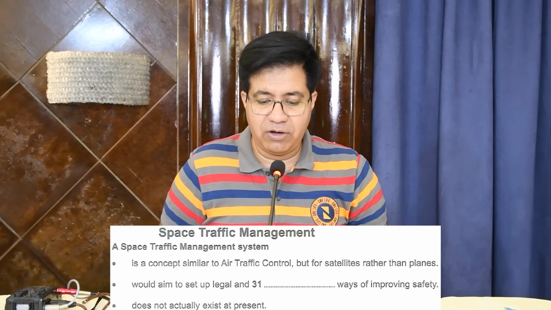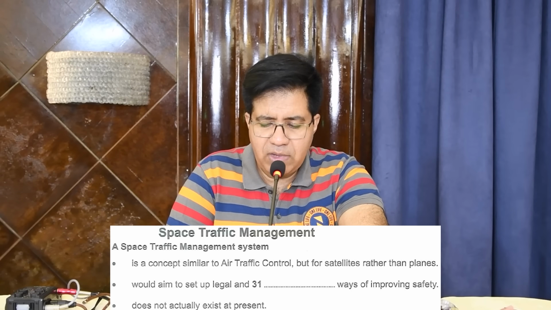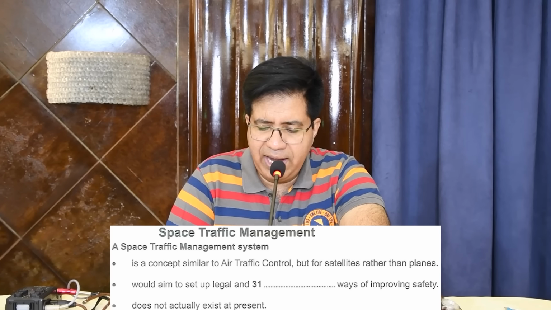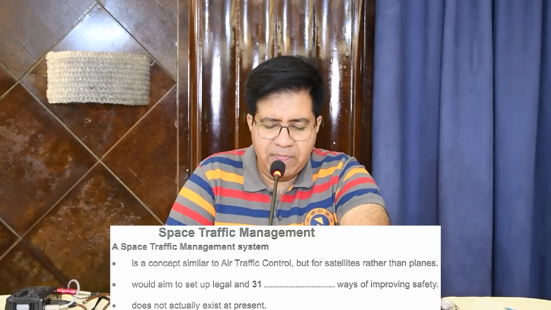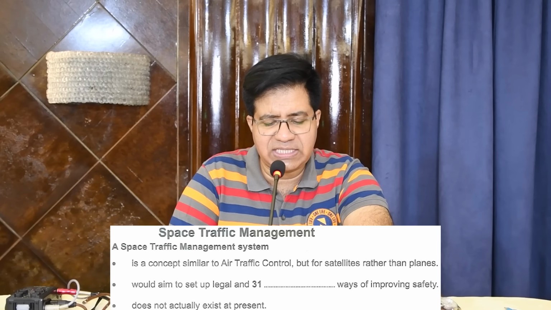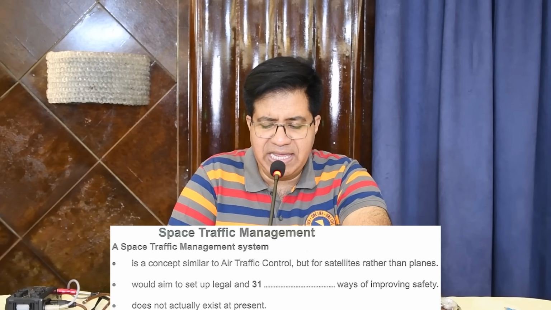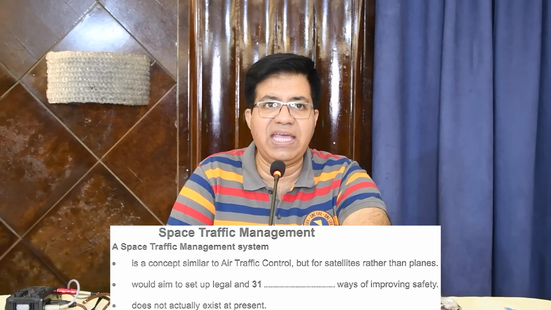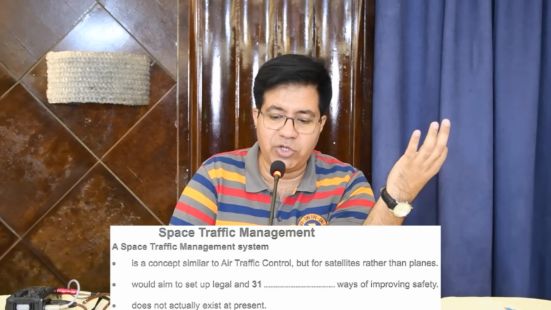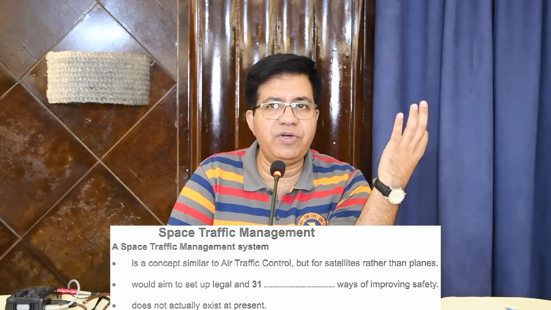In part 4, there is always a lecture. Space traffic management system. Then they use the word similar to air traffic control, right? And for satellites rather than planes. Now, would aim. Would aim means space traffic management system, STMS. Would aim to set up legal and dash ways. Now, 2 ways. One is legal and second, they will tell us in the audio. Underline the word ways. And write there another word, systems.